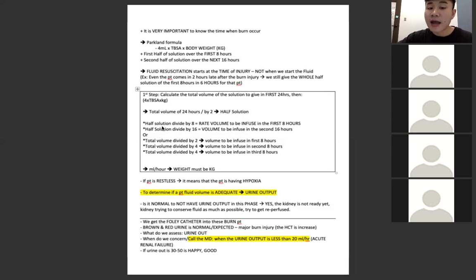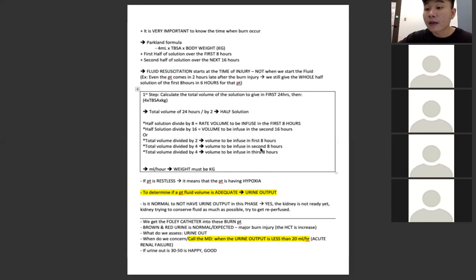For the half solution, there are 2 methods that we can use. First method is half solution divided by 8, which equals the rate to be infused in the first 8 hours. Or half solution divided by 16 gives the rate to be infused in the second 16 hours. Or we can use the total volume divided by 2 as the volume to be infused in the first 8 hours. Total volume divided by 4 is the volume to infuse in the second 8 hours, and total volume divided by 4 is the volume to be infused in the third 8 hours. I would recommend using the second method.